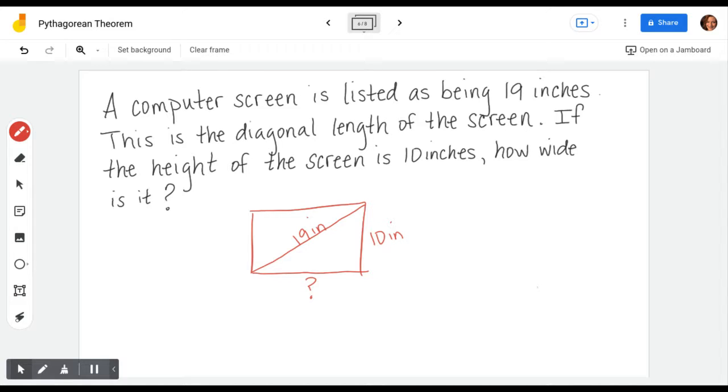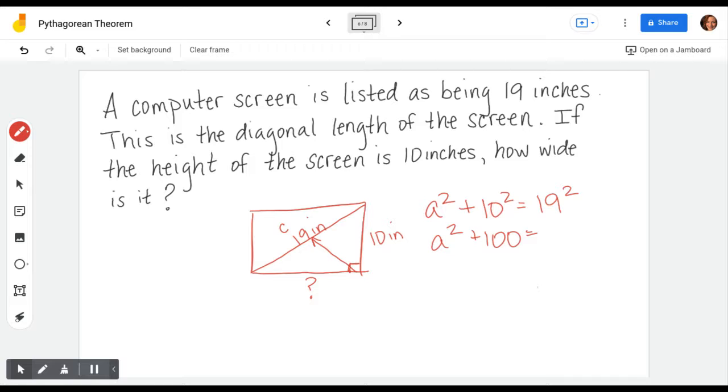Well, I'm assuming it's a rectangle, right? So this could be a right angle. So across from my right angle, that 19 was my hypotenuse. So I need to know something squared plus 10 squared equals 19 squared. So then I'm going to do my exponents. A squared plus 100 equals, I think that's 361, right?